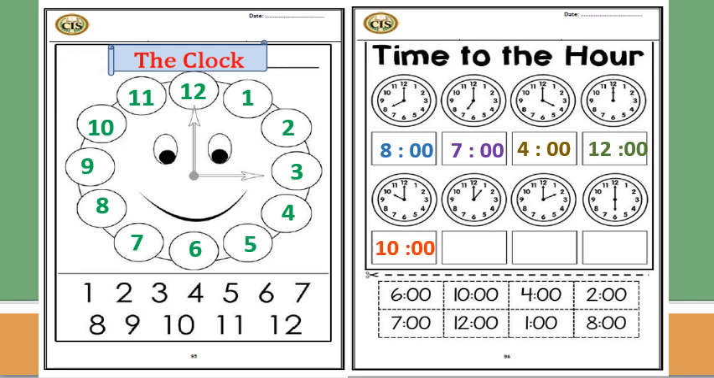Here, the short hand points to 1 and the long hand points to 12. In digital form, it means 1, 0, 0. 1 for hours, 0, 0 for minutes. Here, the short hand points to 2 and the long hand points to 12. It means 2, 0, 0. The last clock here, the short hand points to 6 and the long hand points to 12. It means 6, 0, 0.